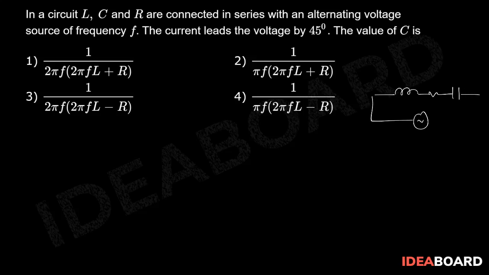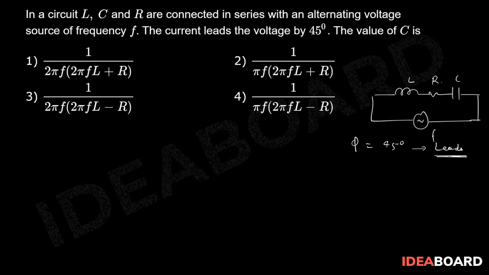They are connected with an alternating supply which has the frequency f, right? Now this is L, this is C, and this will be R. Now one more piece of information is given: phi is equal to 45 degrees, and the current leads.